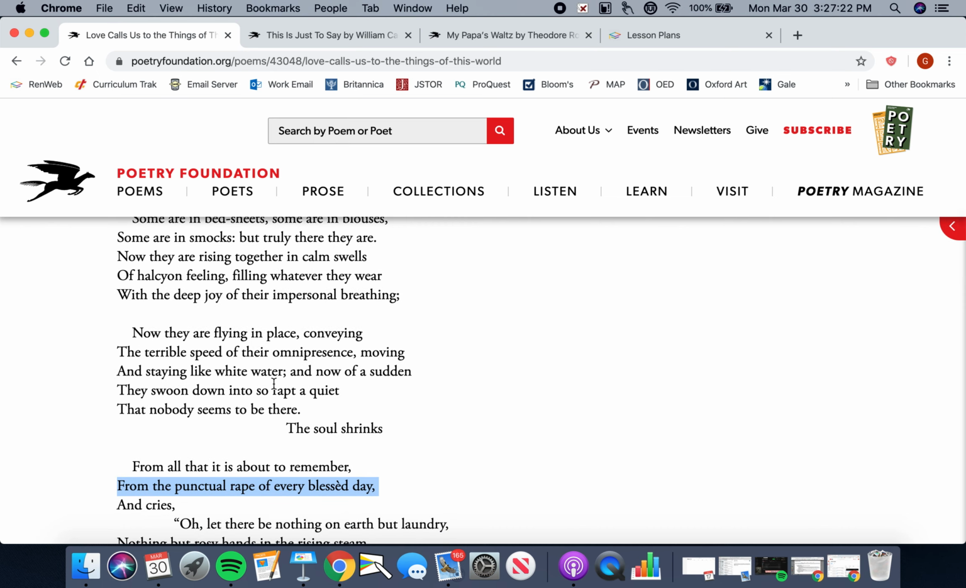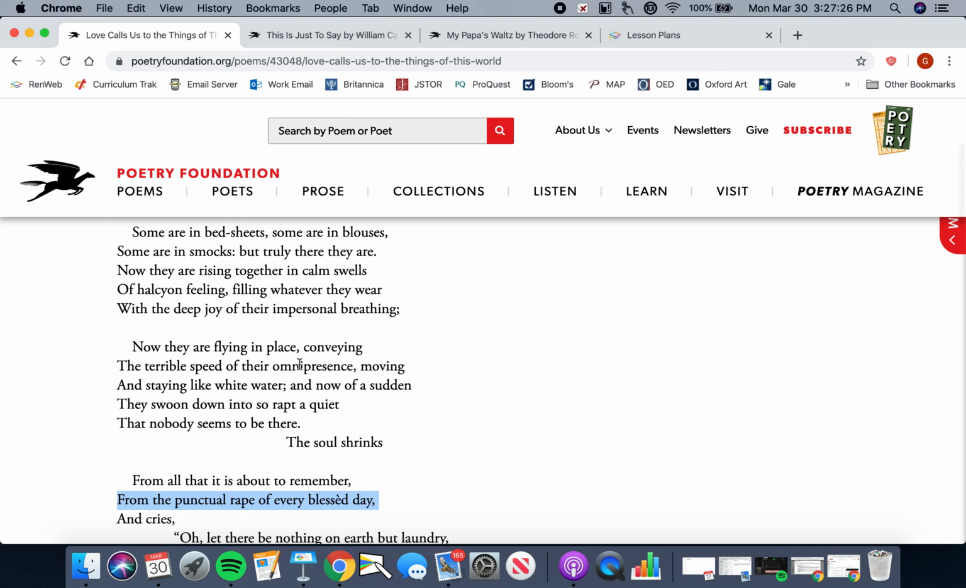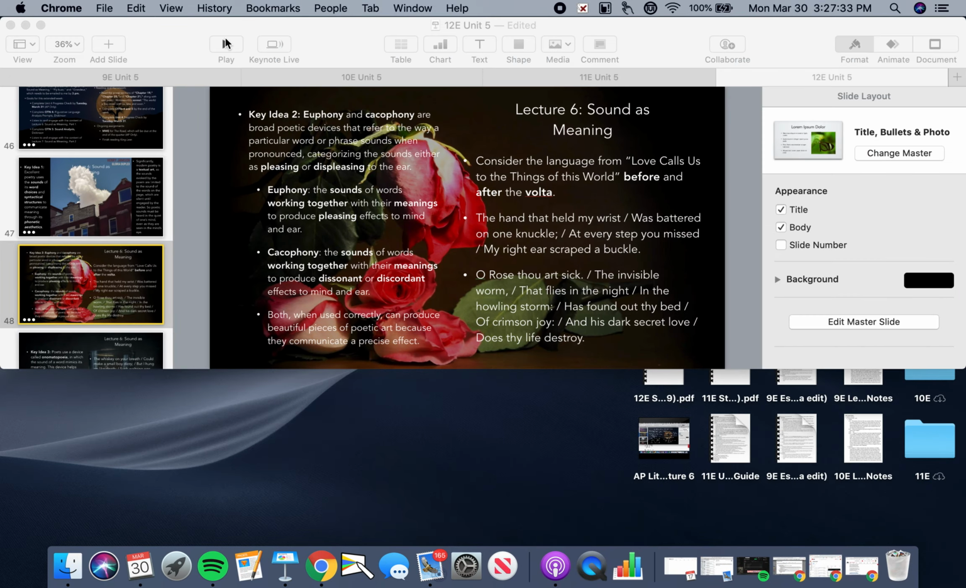These two sonic devices juxtapose one another, and they do so in order to illustrate the two different tones before and after the volta. So it's pretty simple. That's pretty clear and straightforward.